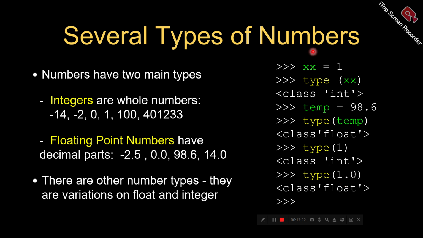Okay, now several types of numbers. Numbers can be integers or float values. Integers are the values which do not have decimal values. Floats are the numbers which have decimal values. So this is your integer, and 98.6 is your float value because it has a decimal value.